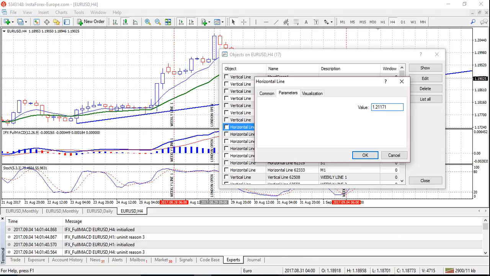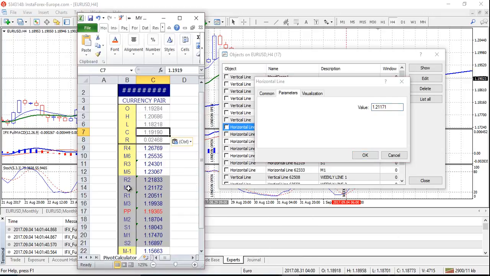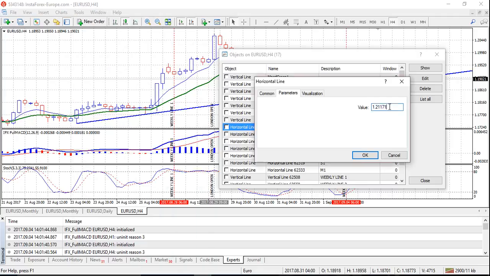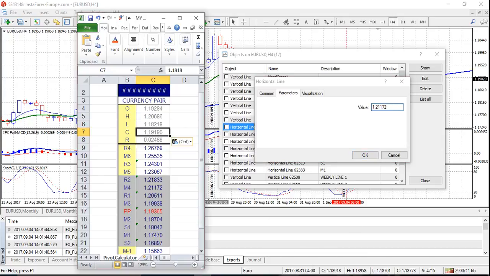21172. Let me cross check that. M4 is 21170. It's 21172, not 21171. M4, 21172.